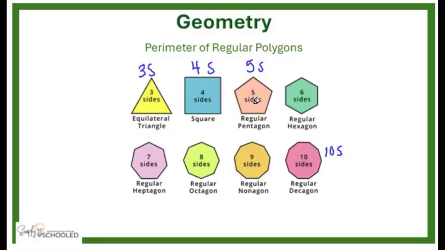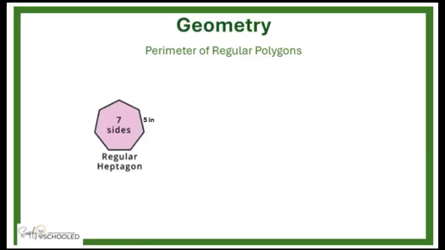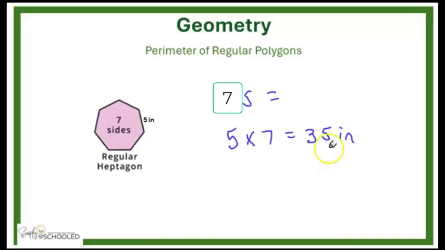So in other words, to find the perimeter, you just add up all the sides, or if you have a regular polygon, then you can use multiplication and multiply the measurement of a side times how many sides are in that polygon. Okay, so let's practice. The perimeter of this regular polygon has 7 sides. It's called a heptagon. Each side is 5 inches, so it's going to be 5 times the side. So the side is 7, so 5 times 7 equals 35 inches.